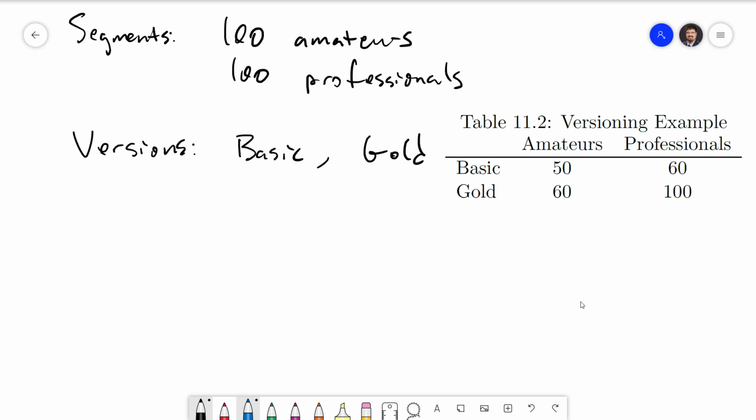The amateurs are willing to pay 50 for the basic and 60 for the gold. They know the gold is better, but they can't make use of the extra features particularly well, so it's only worth a little bit more to them. On the other hand, the professionals are willing to pay 60 for the basic, but the extra features in the gold version are useful to them, so they get an additional 40 out of that and are willing to pay 100. Since choices are discrete, we can no longer use the first-order conditions to maximize profit.